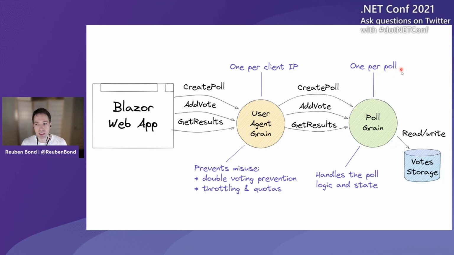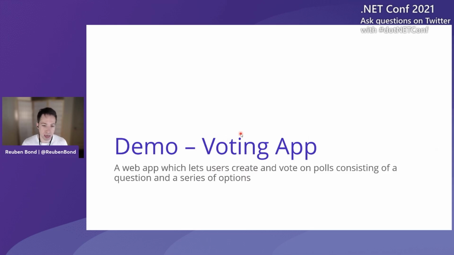So we've got a poll that's keyed off of some random poll ID. We've got a user agent grain, which is keyed off of the client's IP address. And you can see the methods here. The methods coming into the user agent grain are the same as the methods coming into the poll grain. Create, add votes, and get the results. So all the user agent grain does is it does some bookkeeping to prevent misuse and then forwards the requests on to the requisite poll grain. Okay, let's have a look at how that actually looks, and then we can look at the code.